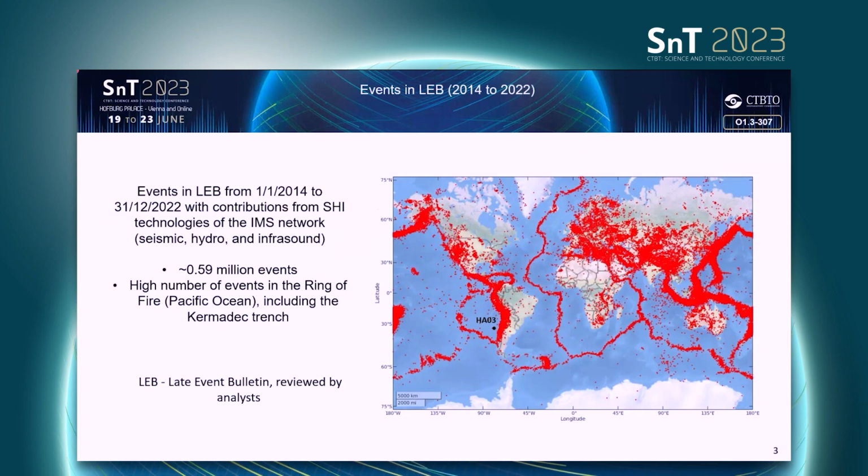These are from 2014 to the end of 2022, so nine years. You can see that most of these red dots are in very active seismic areas, including the ring of fire in the Pacific Ocean. You can see that the HO3 station is close to the epicenter of most of these earthquakes in the ring of fire.